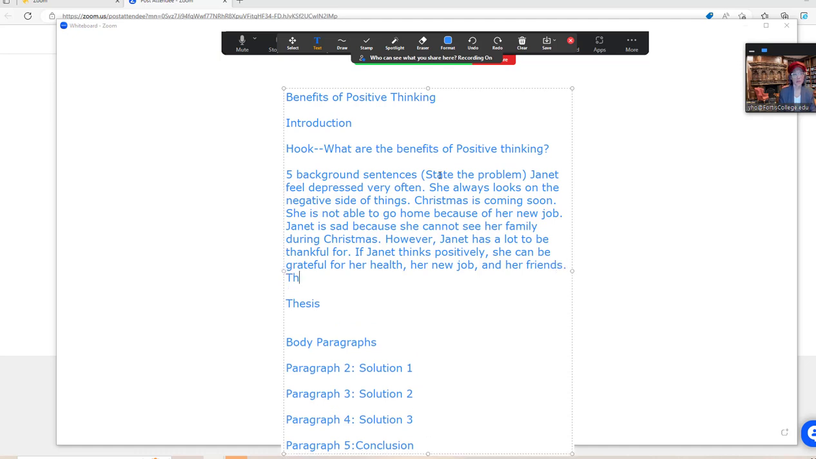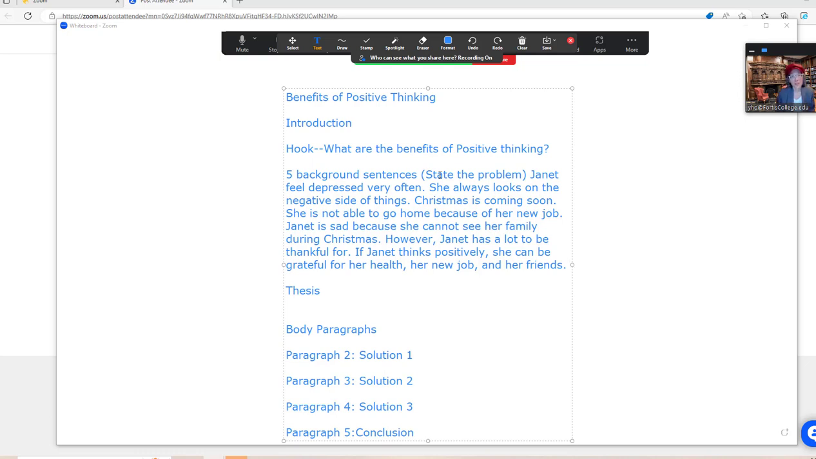So three ways in which positive thinking... So now you have your thesis statement. I stated the problem: Janet is depressed because she can't go home for Christmas, so she feels down, and she's always looking at everything negatively. And so this student's thesis statement is, but positive thinking is good for you.